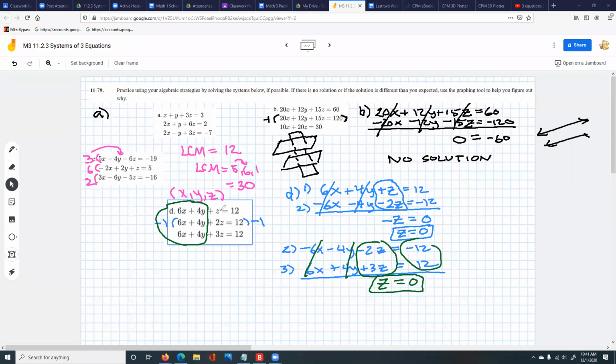So if I make all these equal to 0, this is 0, this is 0, this is 0, then they all become the same equation, 6x plus 4y equals 12. So the solution is this line. The solution is 6x plus 4y equals 12 when z equals 0. That's your solution. Okay, we don't get a point, right? We're not getting a point.